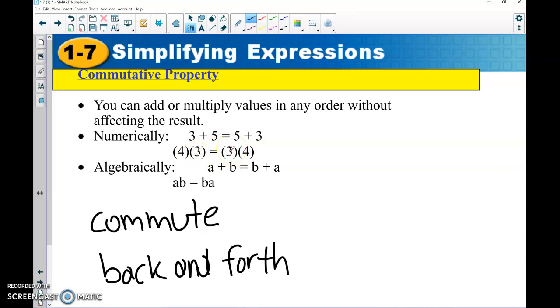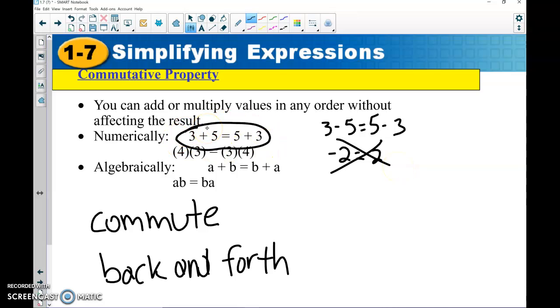And you'll notice this is only true with adding and multiplying. 3 plus 5 is 8, 5 plus 3 is 8. But if I write it the other way and do 3 minus 5, and 5 minus 3, well then that doesn't work because 3 minus 5 is negative 2 and 5 minus 3 is positive 2. So you'll see it doesn't work with all properties. It works with addition, 3 plus 5, 5 plus 3, and it works with multiplication. 4 times 3 is 12, 3 times 4 is 12.